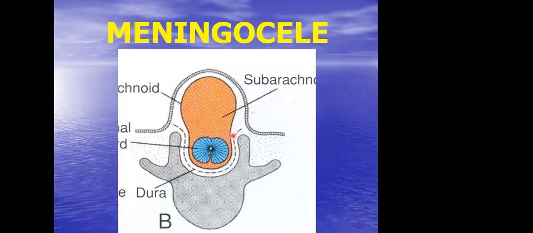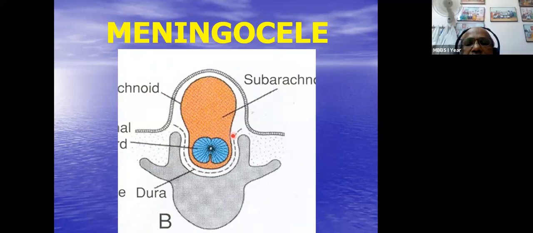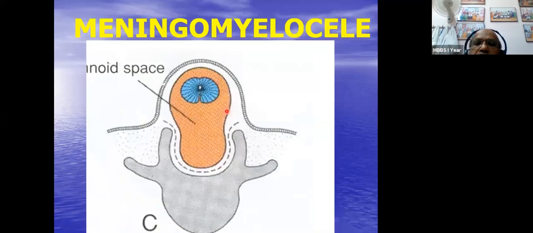So next, what is abnormal here? The subarachnoid space. You have herniation of meninges. So this is called meningocele. Your meninges along with subarachnoid space are herniating through the defect. That's why it is called meningocele. So in this case, definitely that projection will be there at that particular site where we have that defect.